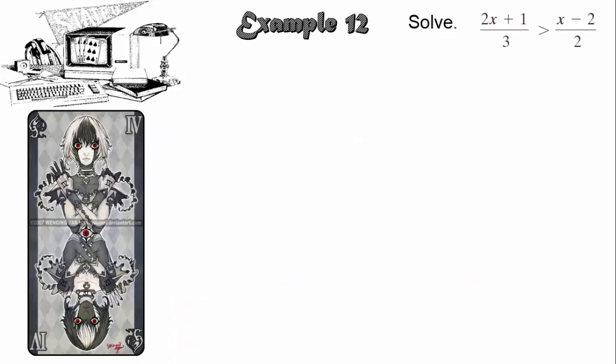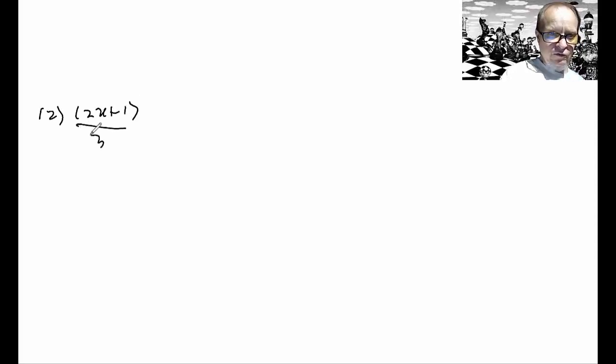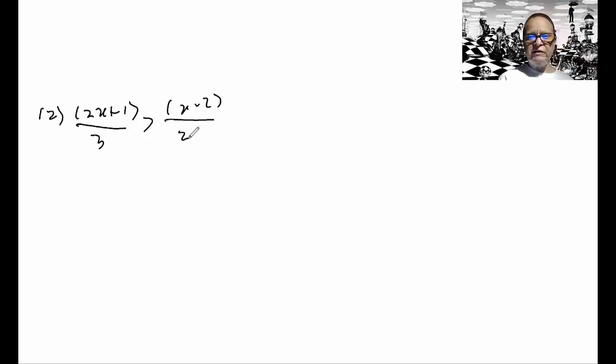In example number 12, we're asked to solve this inequality. So let us go over to the whiteboard and work this one out. So in example number 12, I have 2x plus 1 divided by 3 is greater than x minus 2 divided by 2. So because I have this set up as a ratio with an inequality, I can just use the algebraic technique of the cross multiplication in order to solve the algebra part and worry about the direction of the inequality at the very end as usual.